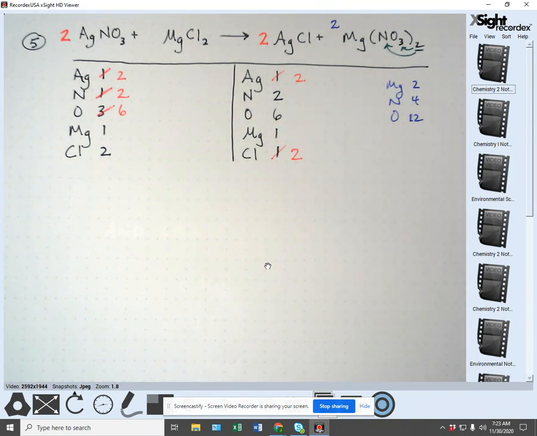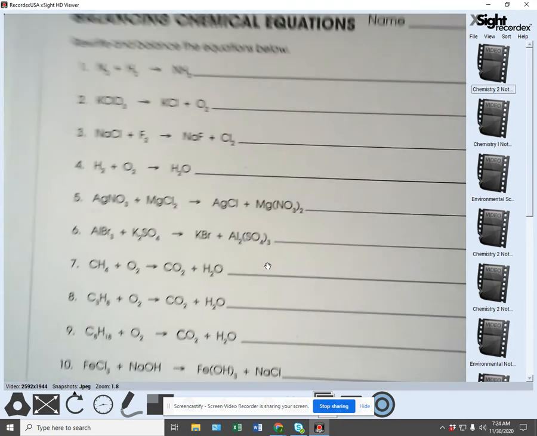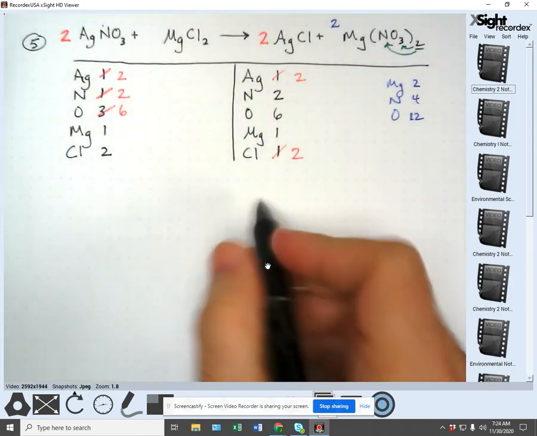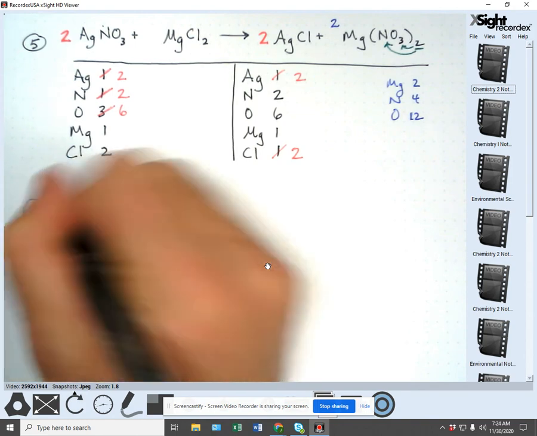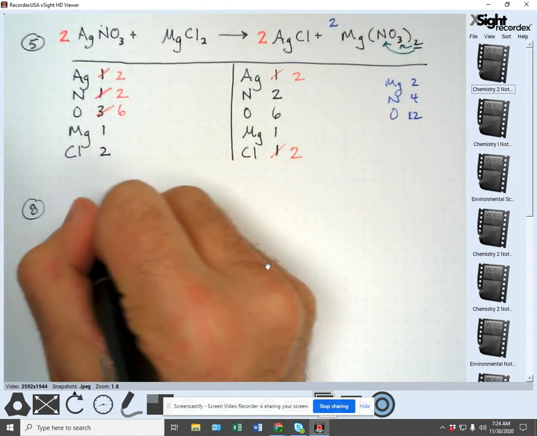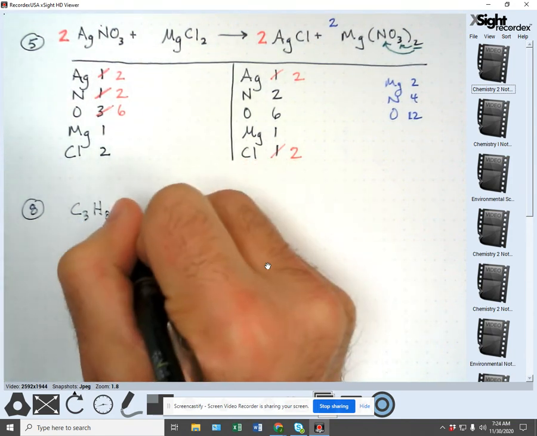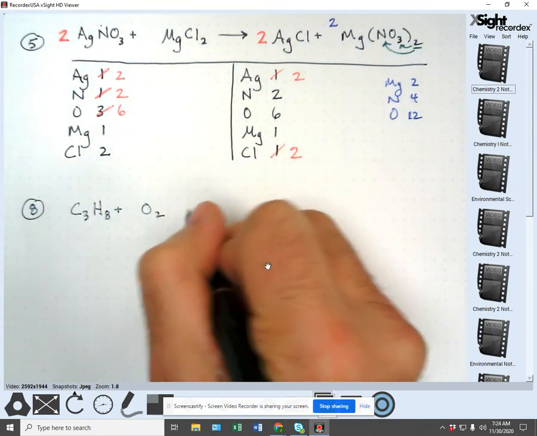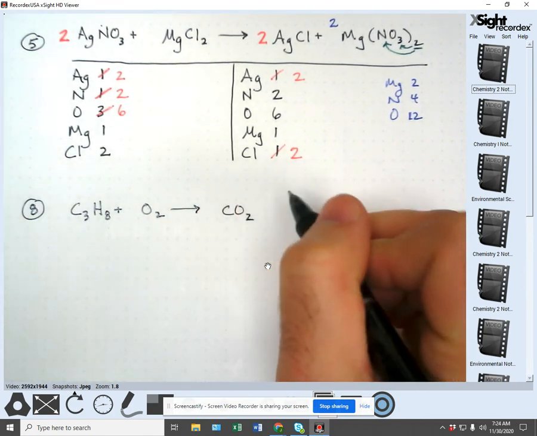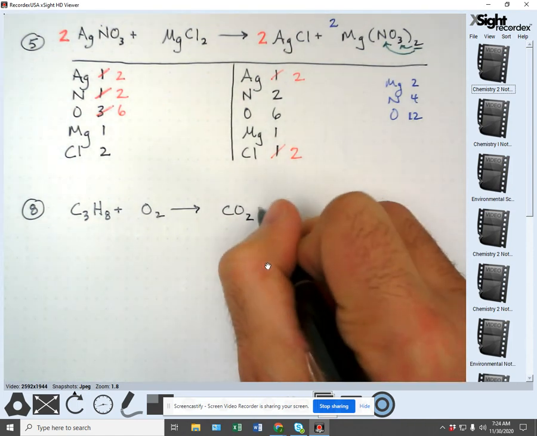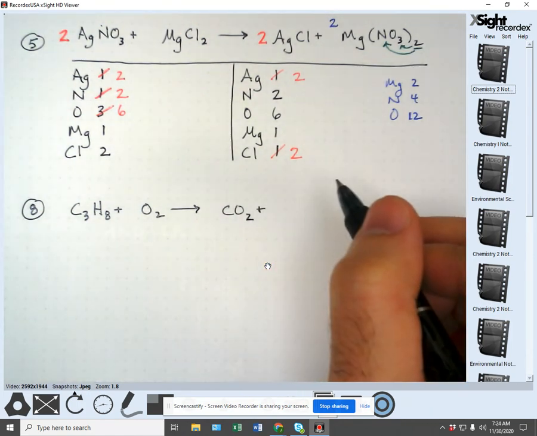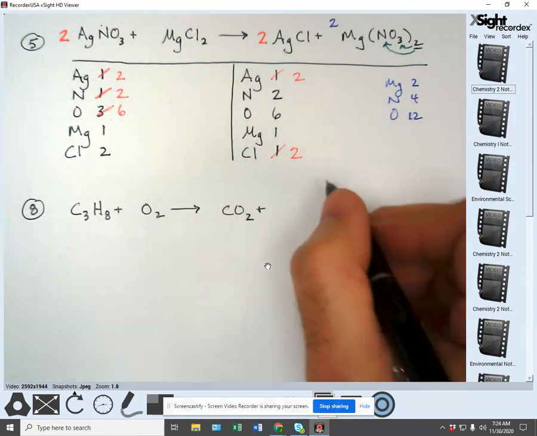All right, let's see. There is one other that I wanted to go over, and that is number 8 on the sheet. C3H8 plus O2 yields CO2 plus H2O.